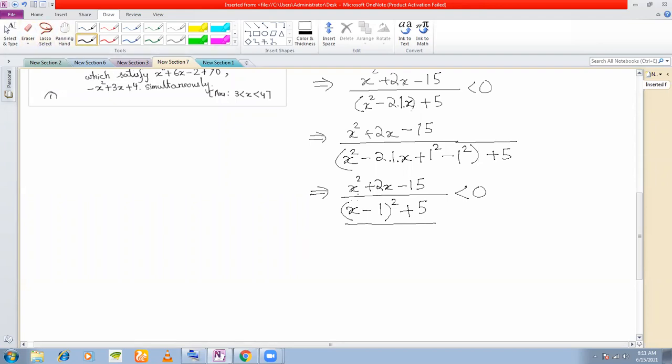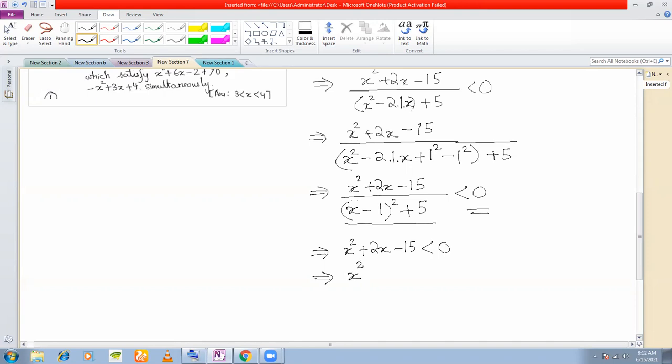But the fraction here is negative. That means the numerator must be negative. That means x square plus 2x minus 15, this part must be negative, right? Now, if this part is negative, you see that the numerator can be factorized. So we'll factorize this.